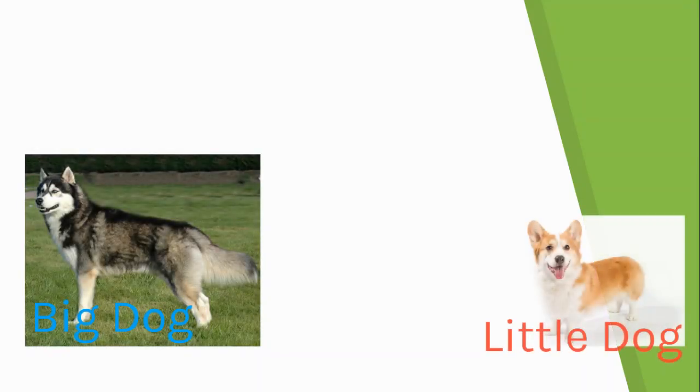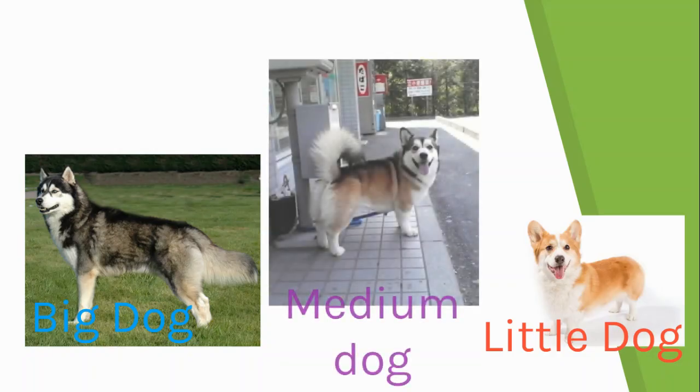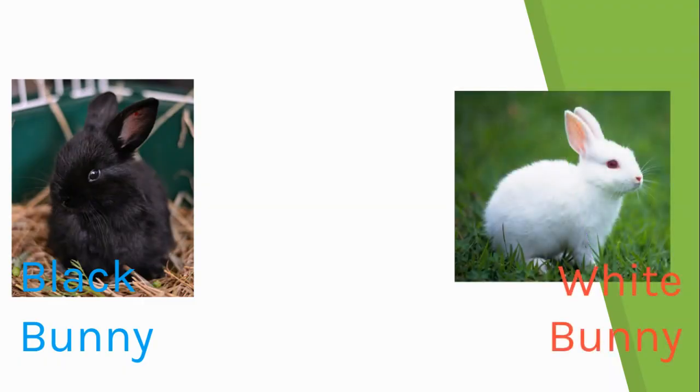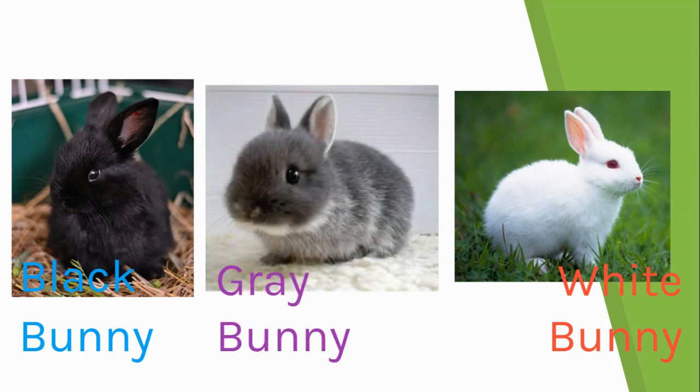In dogs, we can have big dogs, we can have little dogs, and the heterozygous phenotype is going to be a blending of the 2, which is going to be a medium dog. In bunnies, we can have black bunnies, we can have white bunnies, and the heterozygous phenotype is going to be a blending of the 2, which is where you get the gray bunny.